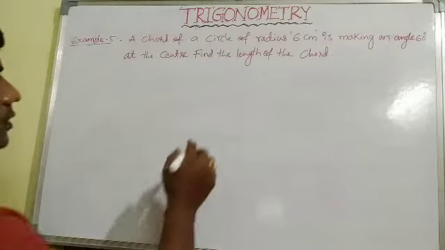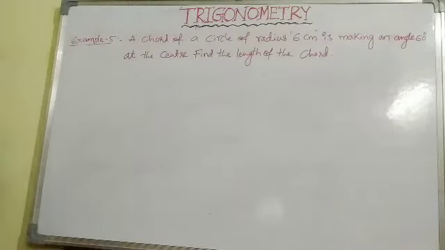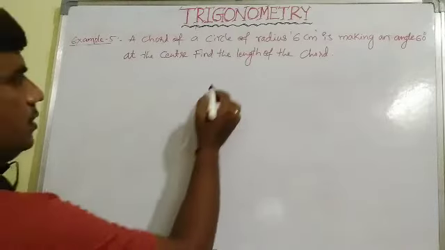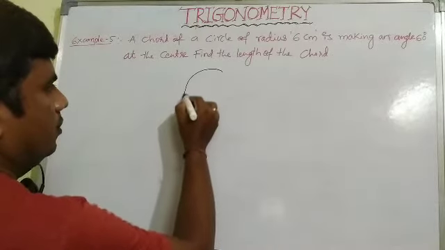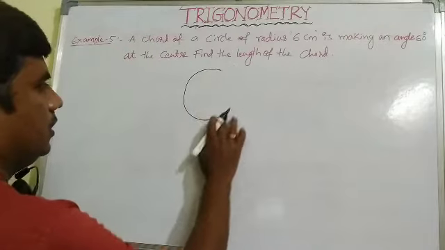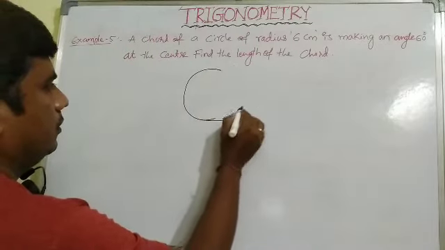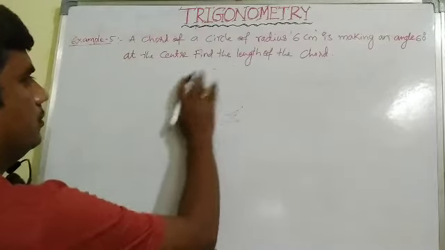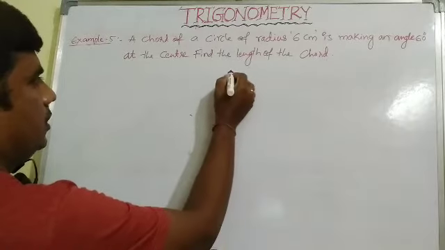Chord means what? The line joining any two points on the circle. Say, for example, here one circle is there, and the center of the circle.